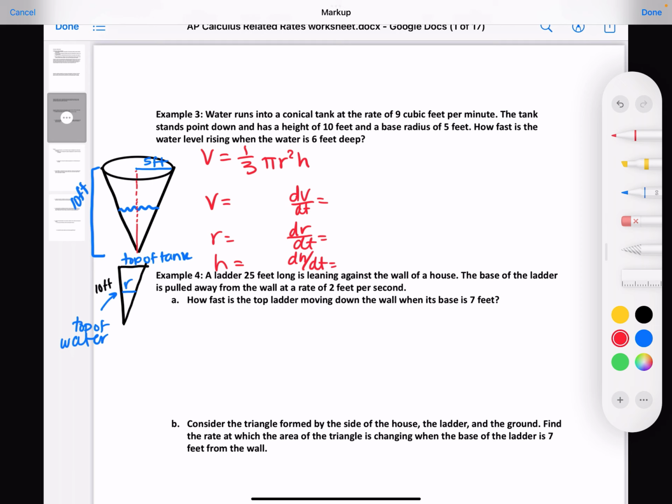When we take the derivative, we're not going to need the volume because it's going to be gone. We can just X that out. The water running into the tank, dV dt, is 9 cubic feet per minute. I should probably write this a lot smaller because it's not going to fit. We want to know what's happening when the height of the water is 6 feet, so that's the height we're using.